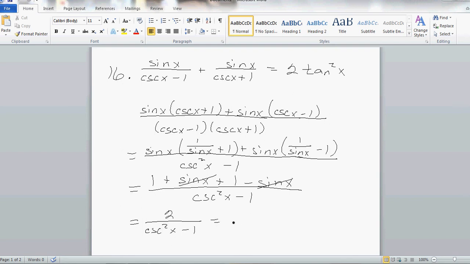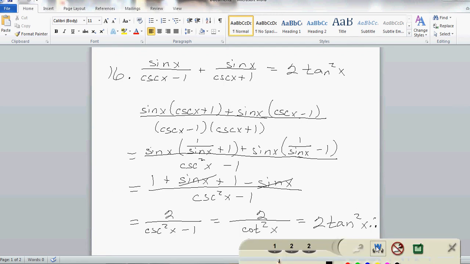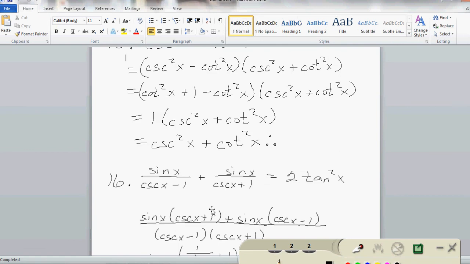But using the Pythagorean identity, cosecant squared x minus 1 is equal to cotangent squared of x. And 2 over cotangent squared, since cotangent squared is in the denominator, using the reciprocal identity, we get 2 tangent squared of x. And that's exactly what we needed to prove. And therefore, we are finished.